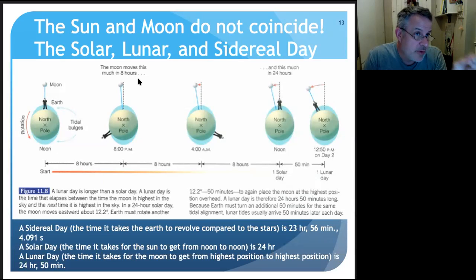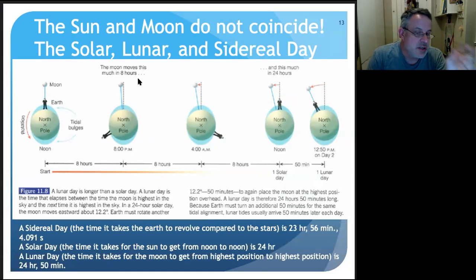Because the Earth is moving relative to the sun, the sidereal day and the solar day are not the same. They're just a little bit different. A sidereal day is 23 hours, 56 minutes, 4 seconds. Solar day is 24 hours. That's the one we set our clocks by. A lunar day is a little bit longer because as we go around, the moon has also moved relative to the Earth. And so it takes us just a little bit longer to catch up with it.